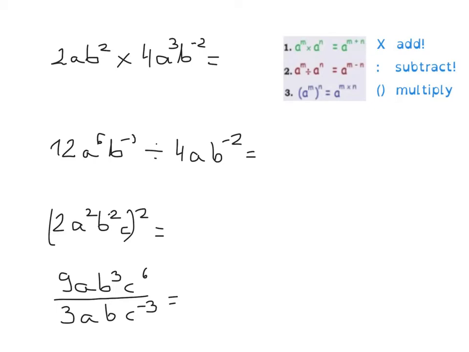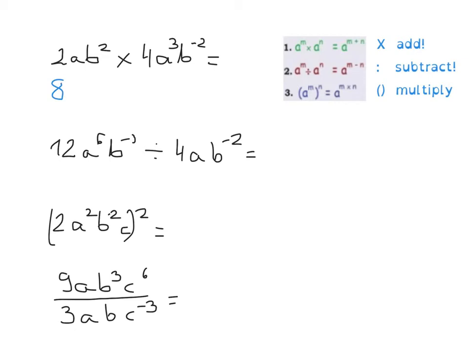The algebra rule says letter by letter, number by number. So we look at numbers first, and then we look at letters a and then b's. So 2 multiplied by 4, a multiplied by a to the power of 3, b squared multiplied by b to the power of minus 2. So the answer is 2 by 4, 8.